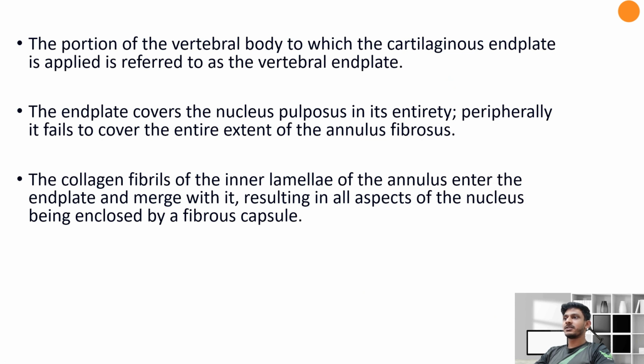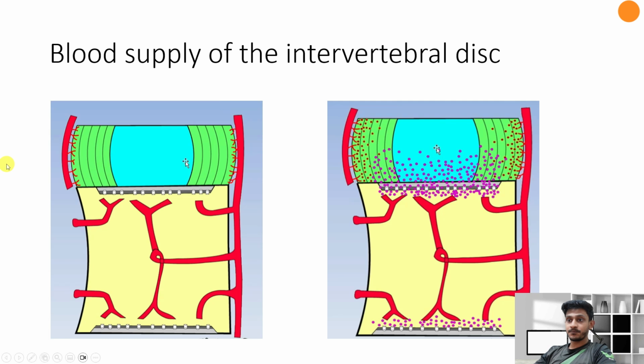So the end plate covers the nucleus pulposus in its entirety, but peripherally fails to cover the entire extent of the annulus fibrosus. So the blood supply of the intervertebral disc, very important. So these are the interosseous arteries of the vertebral body. As you can see, they reach the end plates.